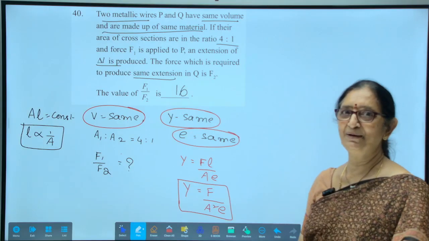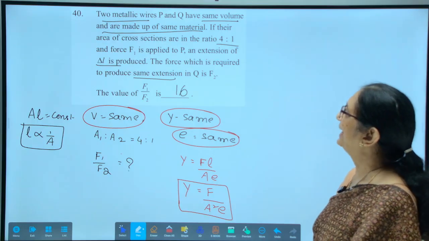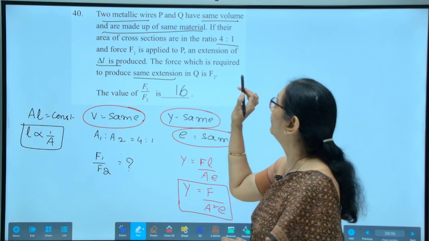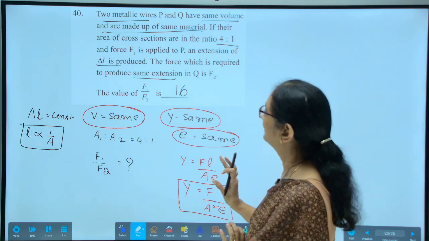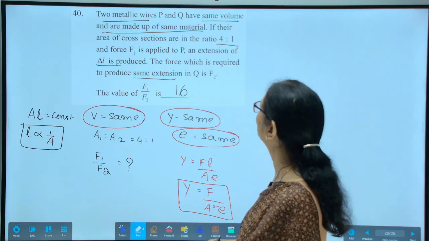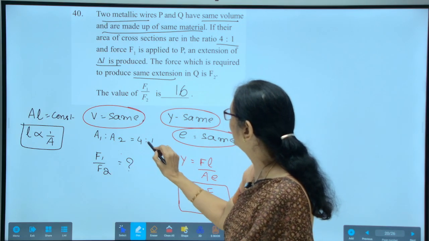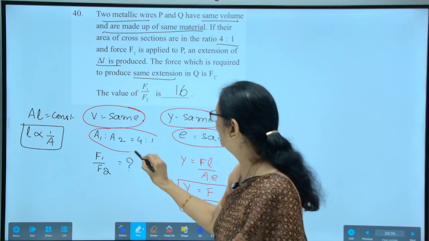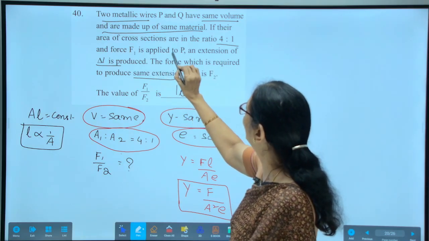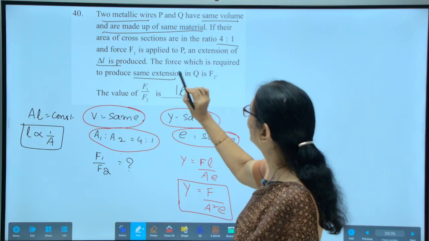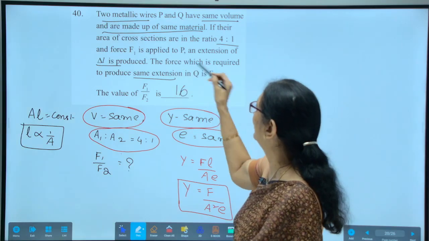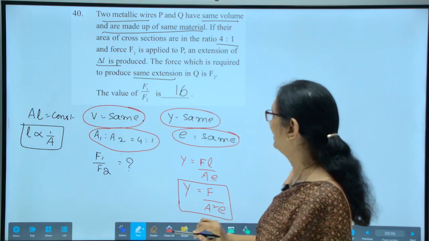Now the last problem for today's class. Two metallic wires P and Q have the same volume. Very important. Volume is the same, made up of the same material. So volume is the same, Young's modulus is the same. Cross sections are in the ratio 4:1. Right? And force F1 is applied to P and extension delta L is produced. Which force is applied on the second wire for the same extension?